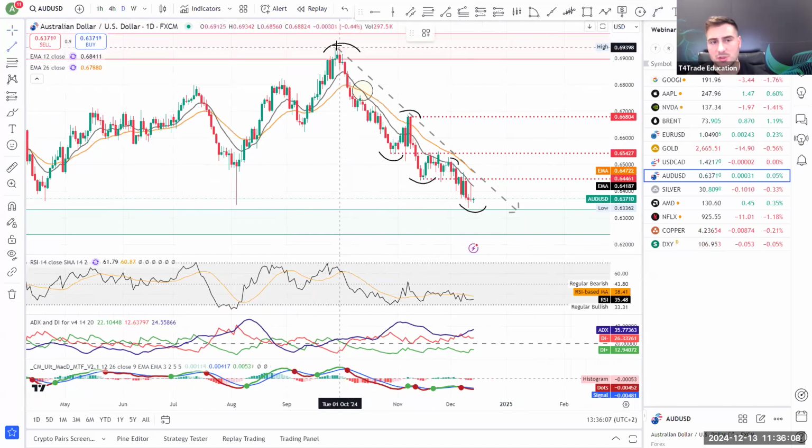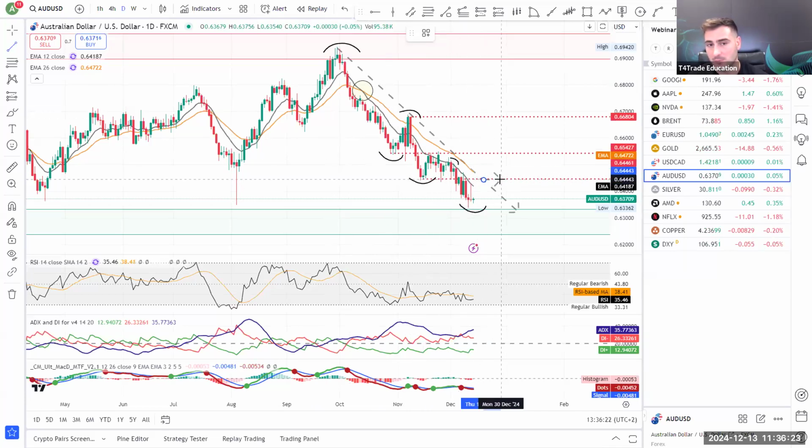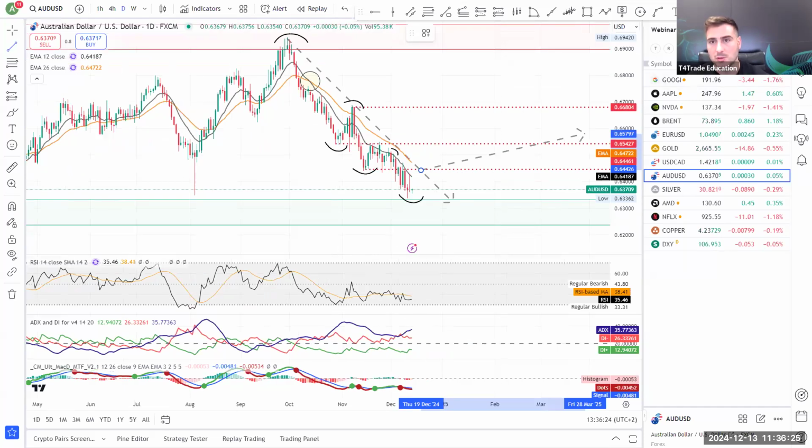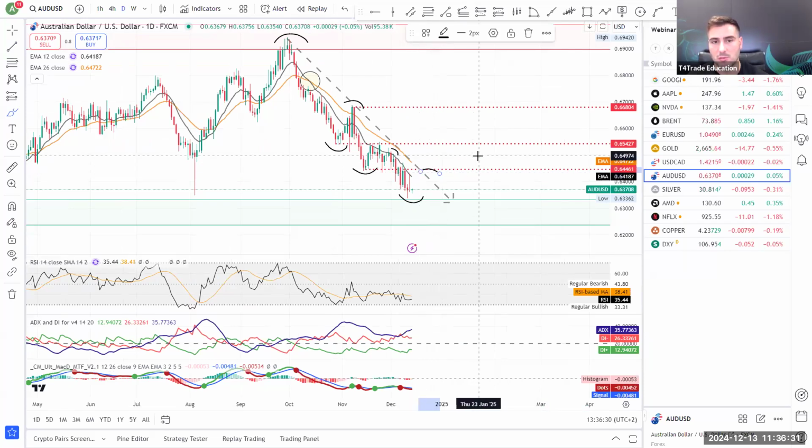As we just highlighted with this lovely descending trend line, we see price action making lower highs and lower lows, lower highs, lower lows, maybe somewhere in here. Maybe we're going to get some sort of pushback up until this level. Who knows?